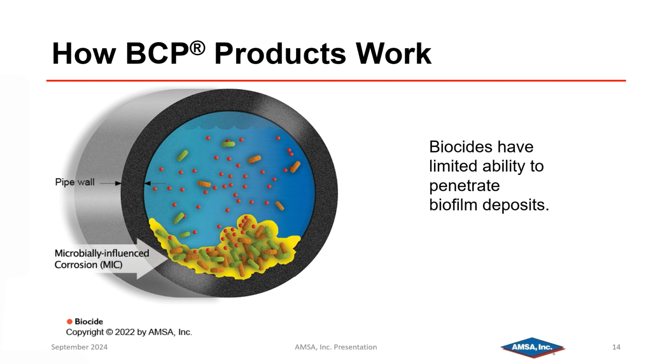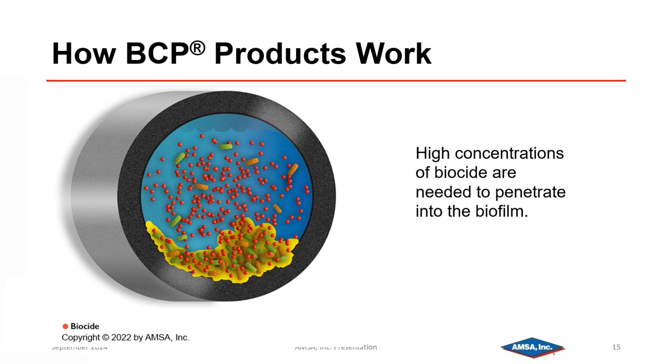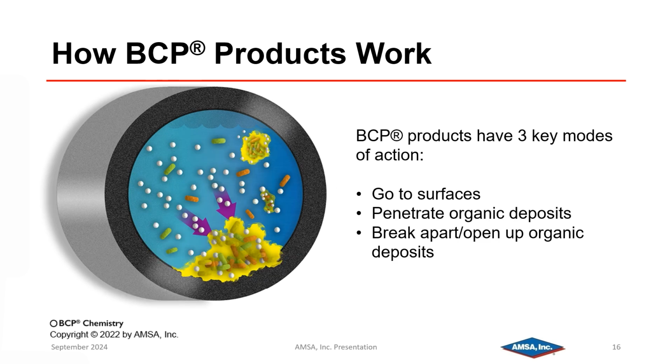In this picture, the red dots represent the concentration of biocide in that system. As you can see from this picture, biocides tend only to be able to penetrate the outer layers of a biofilm deposit. This is the case for oxidizing biocides as well as for non-oxidizing biocides. While some non-oxidizing biocides do have penetration, it is true that with all biocides, a high concentration of biocide is needed to try to get into the biofilm deposit. This is where AMSA chemistry comes in.